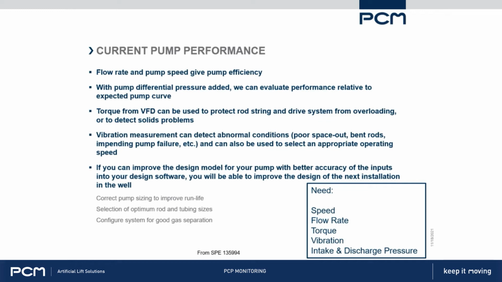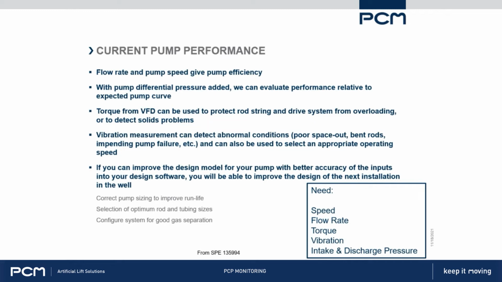If you have torque information from the VFD, you can use that to protect the rod string. So if there's a spike in torque or something like that, you can make sure you don't break the rods by shutting down in time. Some people use it when they have high solids. They see increases in torque over time, and they will go out and schedule a flush to clean out the well before the well goes down.